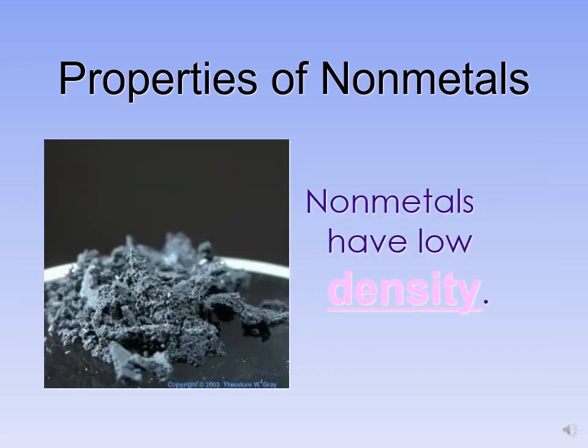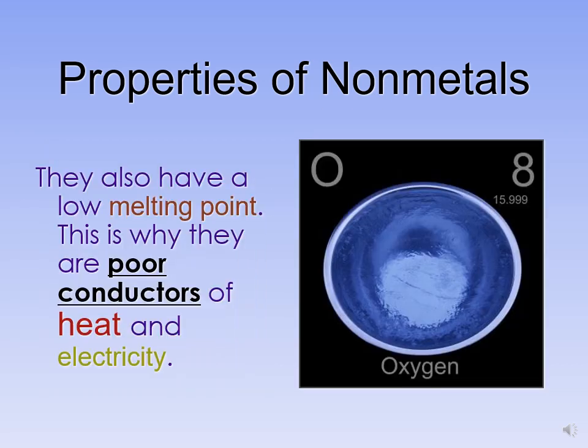They also tend to have a low density, so they don't have a large mass in a small volume, like the metals. And they also tend to have low melting points. So for some of these, say for example, like oxygen, it's definitely a gas at room temperature. You have to cool it to a very, very cold temperature in order to get it to condense into liquid. Same thing is true for hydrogen or helium or nitrogen.